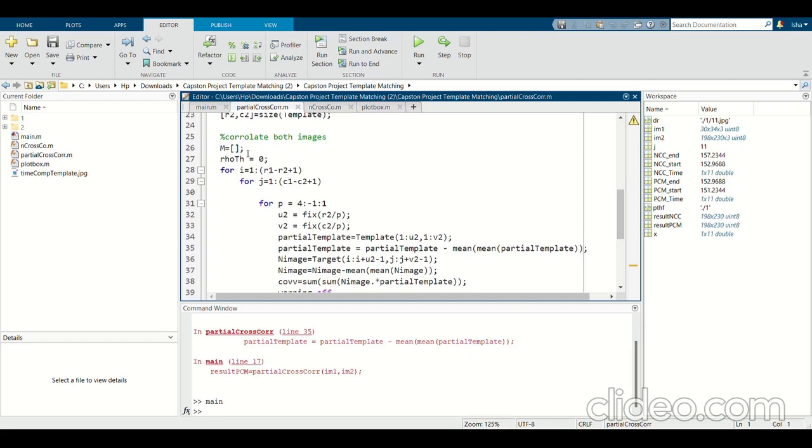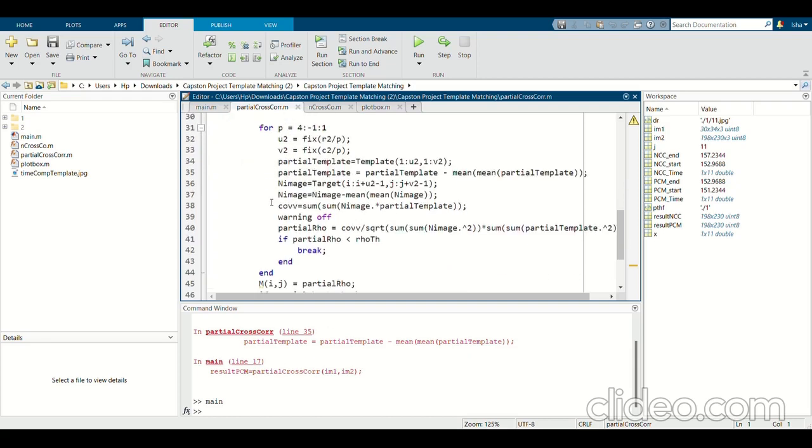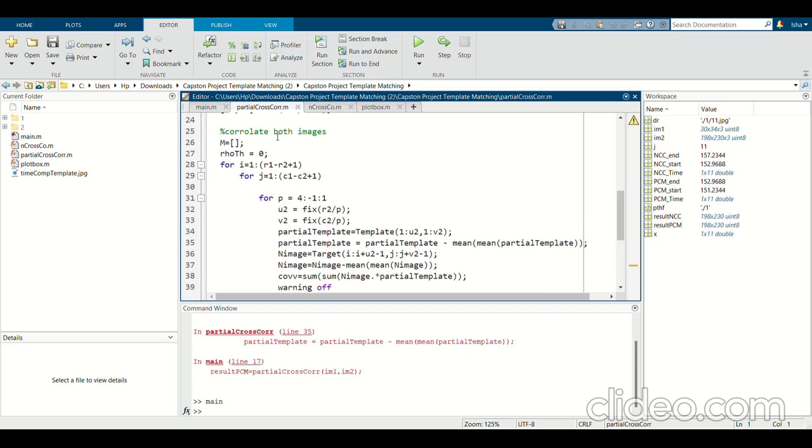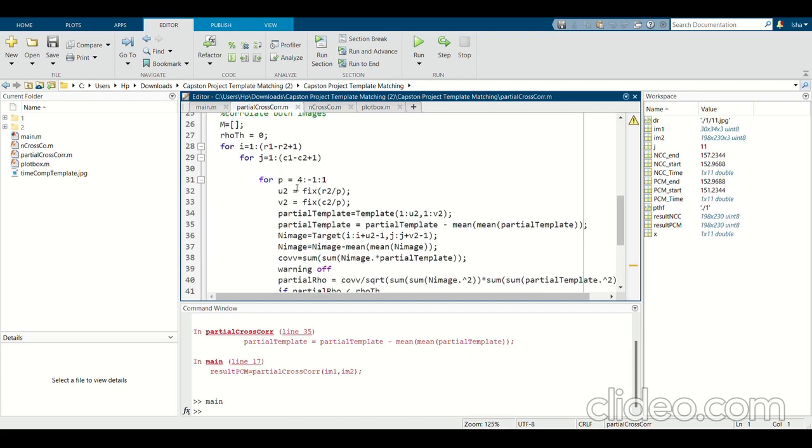First of all, it makes an empty M matrix, and then theta th equals 0, meaning initially setting the threshold to 0, and then traversing over the image, so there are two inbuilt for loops. And then for that particular template, what we are doing here is p equals 4 colon minus 1 to 1, meaning 4 to 1 decreasing by minus 1. Meaning first of all it takes 4, then 3, then 2, then 1.